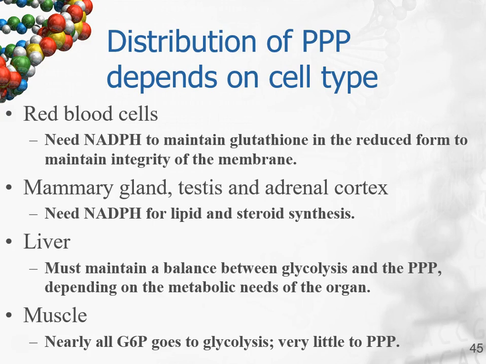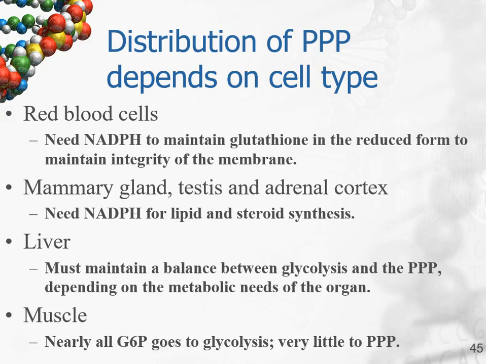So we should note that the pentose phosphate pathway depends on cell type in terms of its activity. In the red blood cell, for example, you would need NADPH to maintain glutathione in the reduced form. That helps maintain the integrity of the membrane. There's a lot of oxygen in the red blood cell because that's where the hemoglobin resides that carries the oxygen. So glutathione is quite necessary. On the other hand, red blood cells don't synthesize nucleic acids, so you wouldn't need any ribose.